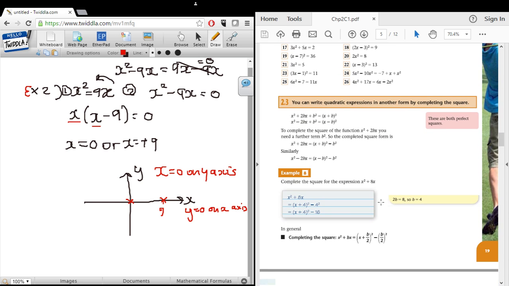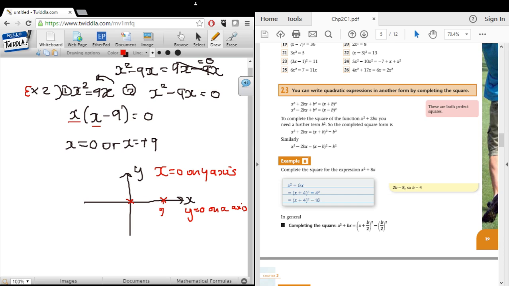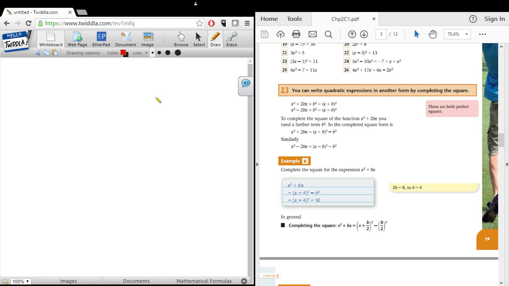Now let's move on to complete the square. This is section 2.3 with complete the square. You can write quadratic expressions in another form by completing the square. So you can see here that x squared plus 2bx plus b squared equals this. And if you have a negative, with the minus 2bx, then it's going to give you this form. And these are both perfect squares. To complete the square of the function, which we have here, you need a further term b squared. So the completed square form is as such.